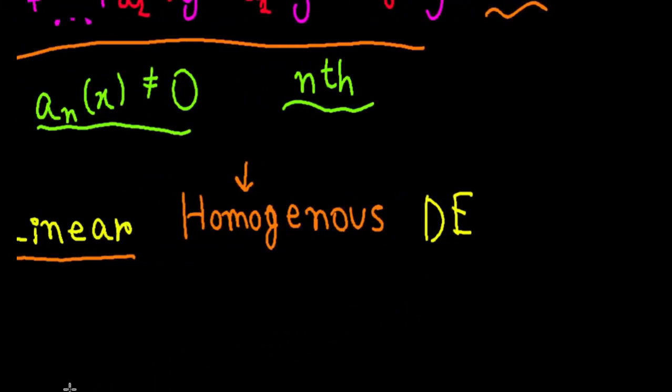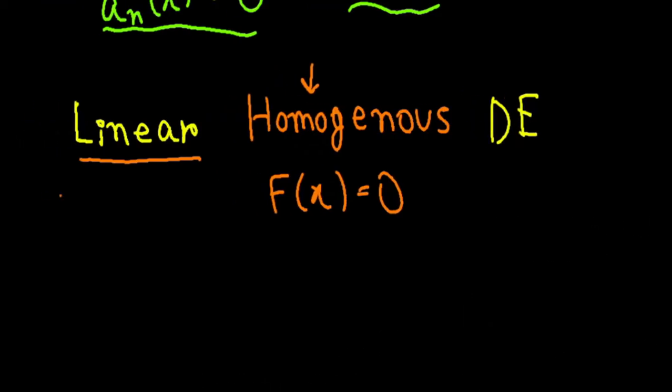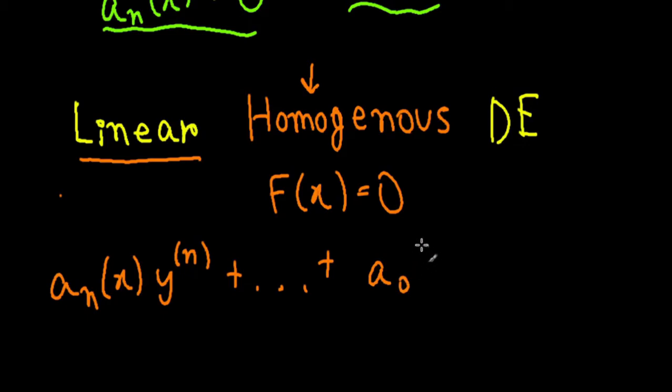So for a homogeneous linear equation, f of x is equal to 0. Your equation is definitely a linear equation, as I told you, but your right side is going to be 0. So a sub n of x, y, n. Now I'll just write it as short as possible. So all of that, and you have your a sub 0 of x multiplied by y, and this is going to equal 0. This has to equal 0 for it to be homogeneous.